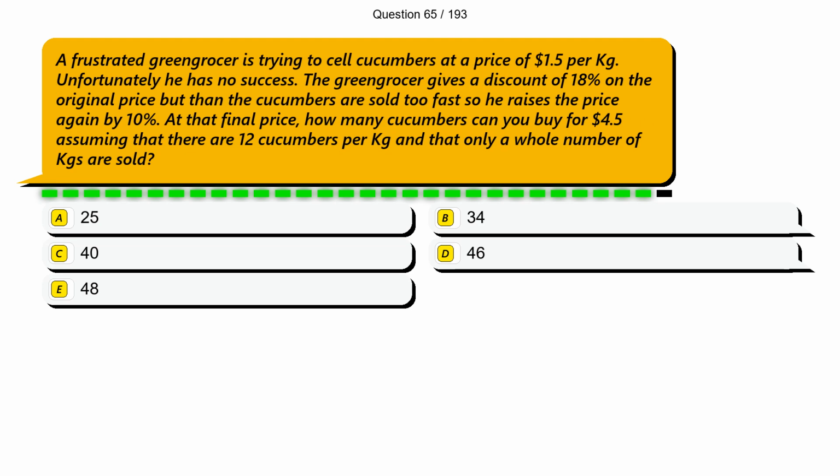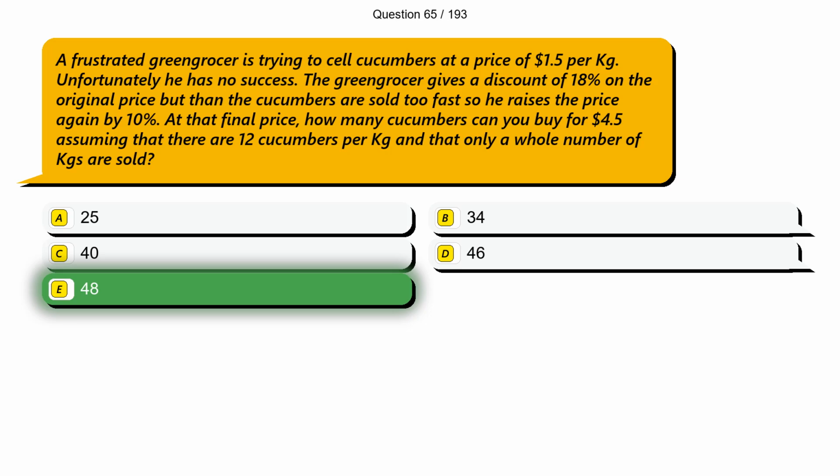Question 65. A frustrated greengrocer is trying to sell cucumbers at a price of $1.50 per kg. Unfortunately, he has no success. The greengrocer gives a discount of 18% on the original price, but then the cucumbers are sold too fast, so he raises the price again by 10%. At that final price, how many cucumbers can you buy for $4.50, assuming that there are 12 cucumbers per kg and that only a whole number of kgs are sold? Option A, 25. Option B, 34. Option C, 40. Option D, 46. Option E, 48.